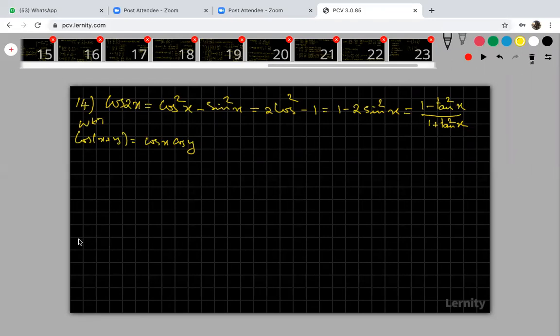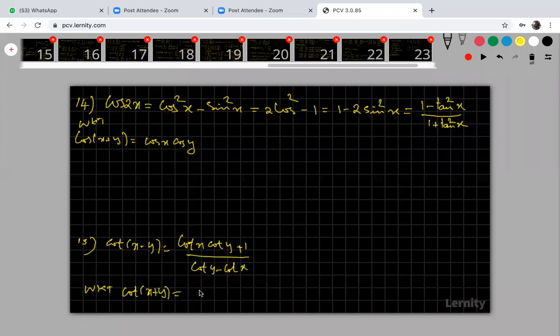You want the 13th identity? Yes. Some students are asking for the 13th identity, that is cot of x minus y is equal to cot x into cot y plus 1 divided by cot y minus cot x. This is your 13th identity. Actually the 12th identity is cot of x plus y is equal to cot x cot y minus 1 divided by cot y plus cot x. We know that this is the 12th identity. Based on this, I am going to prove the 13th.